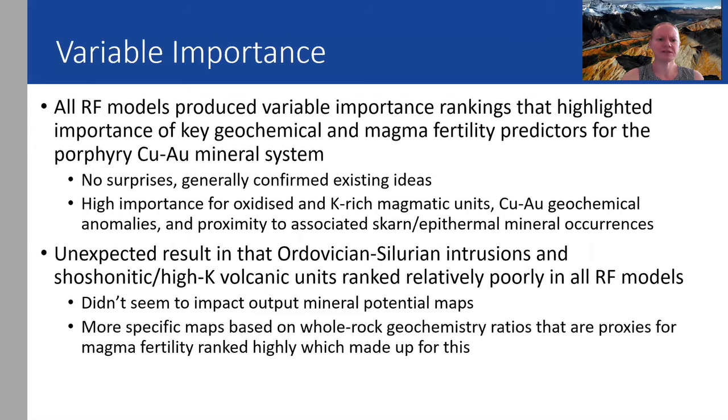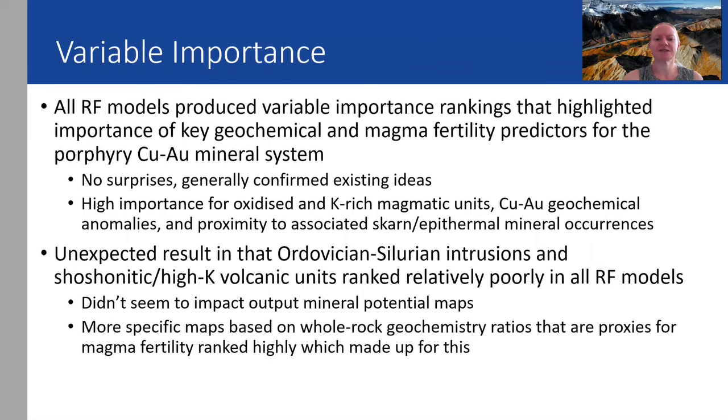So the variable importance: for all of the random forest models, we looked at the variable importance rankings for each of the models during the training, and all of the different random forest models highlighted the importance of geochemistry and magma fertility predictors for the system. No surprises at all, basically confirming existing ideas, looking at oxidized and potassium-rich magmatic units, copper-gold geochemical anomalies, and association with skarn epithermal mineral occurrences.